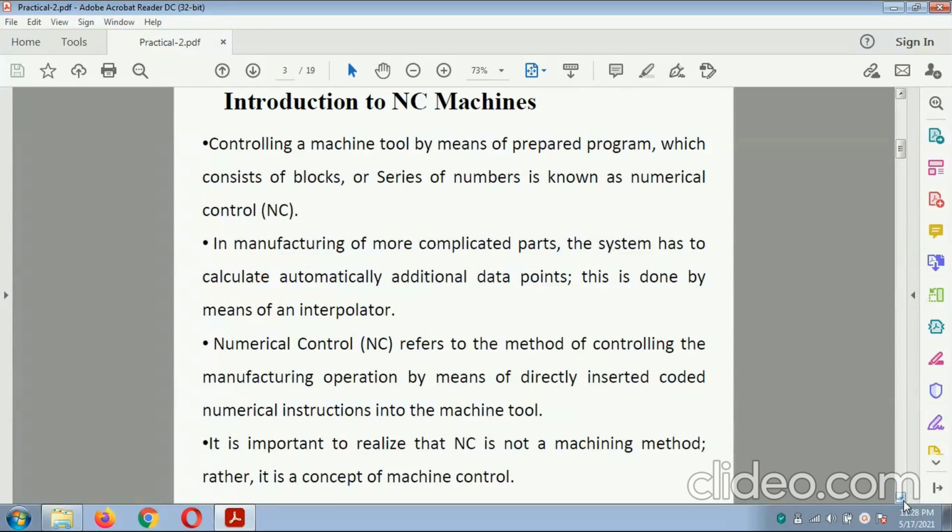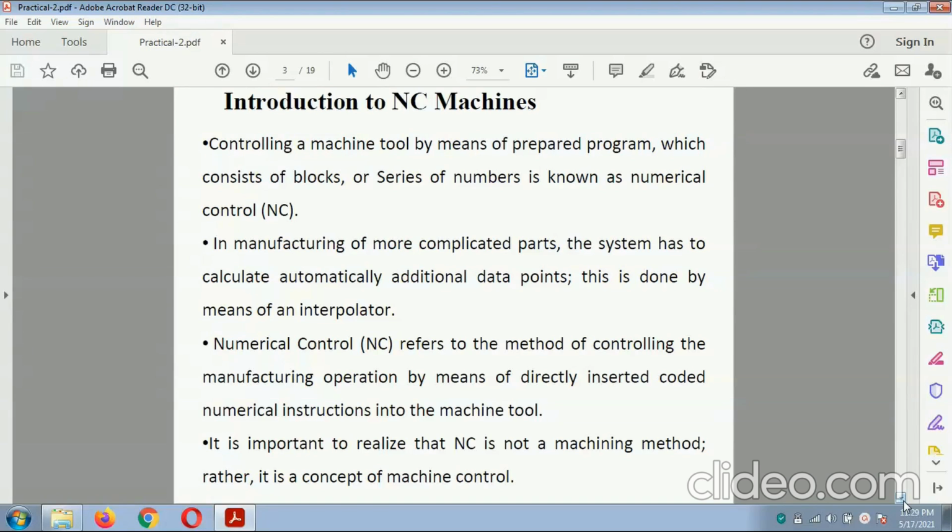Controlling a machine tool by means of preparing a program which consists of blocks or a series of numbers is known as numerical control. In manufacturing of more complicated parts, the system can calculate additional data points automatically. This is done by means of the interpolator. Numerical control refers to the method of controlling the manufacturing operation by means of directly inserted coded numerical instructions into the machine tool.